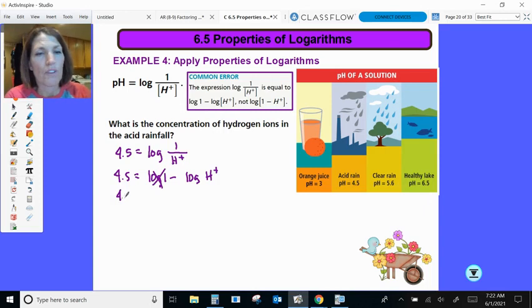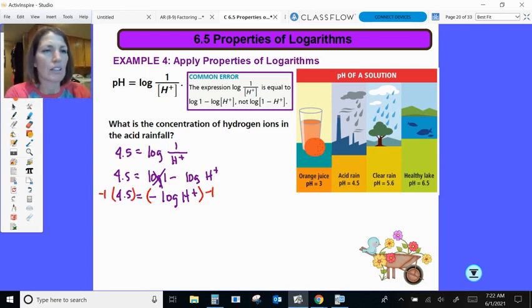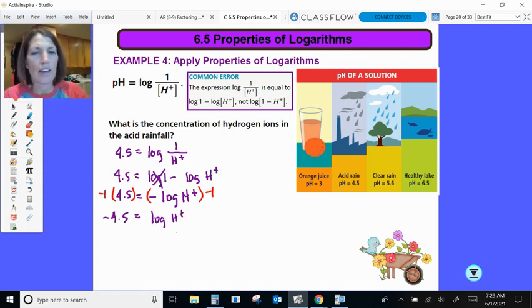So we have 4.5 equals a negative log of my hydrogen positive atoms. I'm going to move this negative out of here, so I'm going to multiply both sides by -1. Let's get rid of that negative. So we have negative 4.5 equals log of my hydrogen positive atoms. Now I'm going to exponentiate this. It's base 10, so I'm going to go 10 to the negative 4.5 equals my hydrogen concentration.